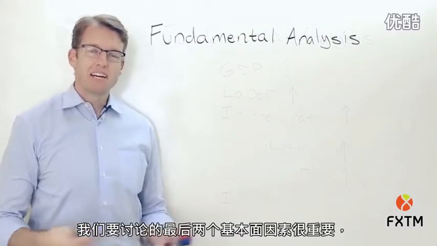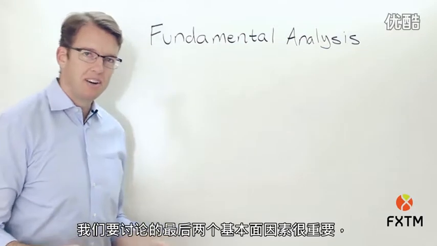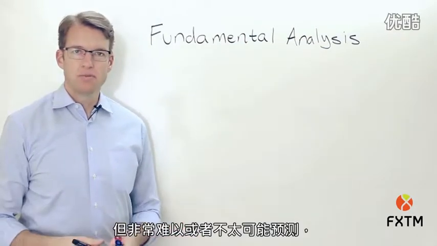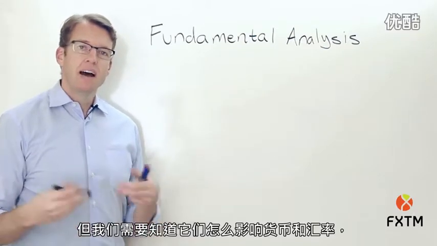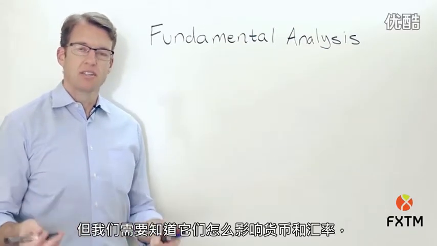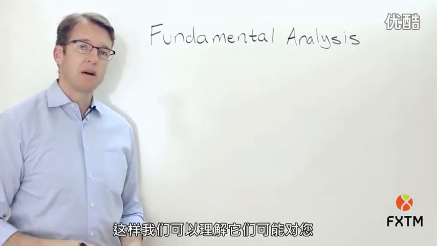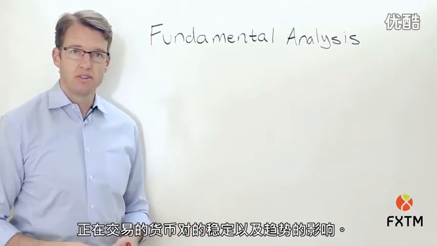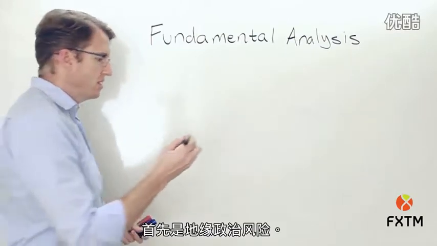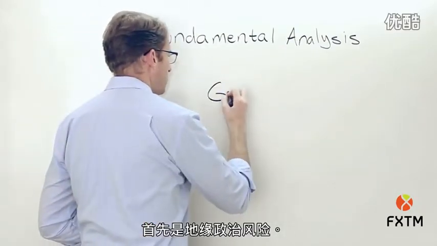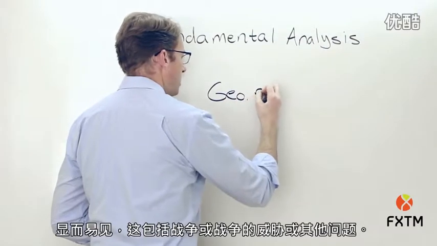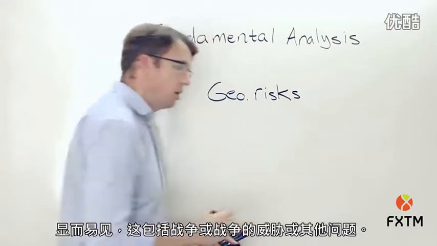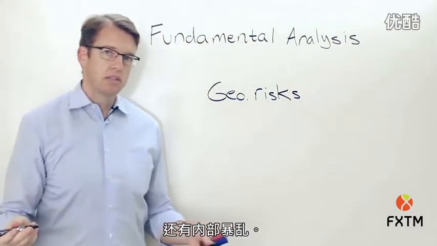Now, the last two fundamental factors that we're going to talk about are important, but they're very difficult, if not virtually impossible, for us to be able to predict. But we need to think about how they affect currencies and currency values so we can understand the impact that they might have on the stability and the strength of the underlying trend of the currency pair that you're trading. So the first one of these is geopolitical risks. So this would obviously include war or the threat of war or other issues, so civil unrest as well.